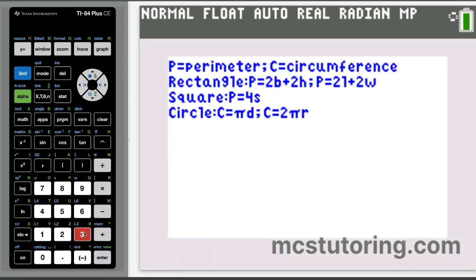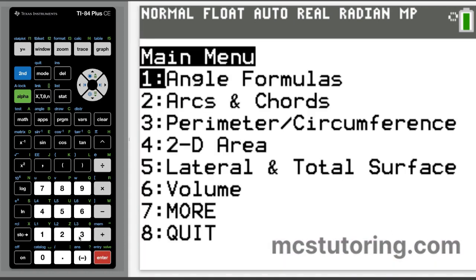Let's go to 3, perimeter and circumference. A little more straightforward. Rectangle, perimeter is 2 times the base plus 2 times height, or 2L plus 2W. Square, perimeter is 4 times S, S meaning side. Circle is pi D, or 2 pi R. A little more straightforward there.